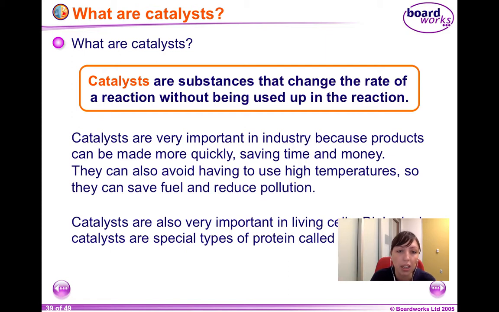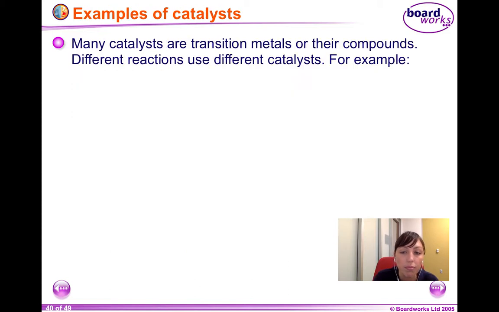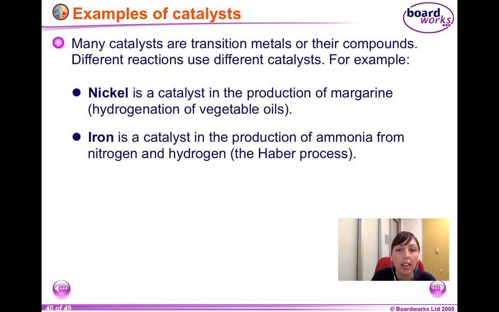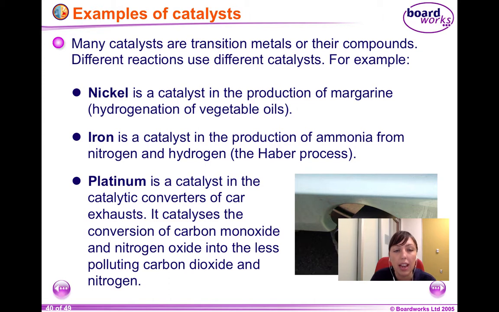Like I just said, biological catalysts are special types of proteins called enzymes. Many catalysts are transition metals or compounds of transition metals, and different reactions use different catalysts. For example, nickel is a catalyst in the production of margarine. Iron is a catalyst in the production of ammonia from nitrogen and hydrogen. Platinum is a catalyst in the catalytic converters of car exhausts. It catalyzes the conversion of carbon monoxide and nitrogen oxide into less polluting carbon dioxide and nitrogen, which is super cool.